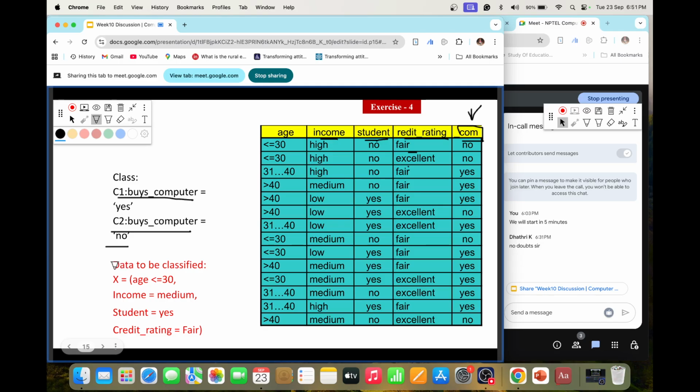Now the question is that the data to be classified as X has age less than or equal to 30, income medium, student yes, and credit rating fair. We should compare all these classes, and then we have to tell whether the person will buy a computer or not. So that is the exercise problem.